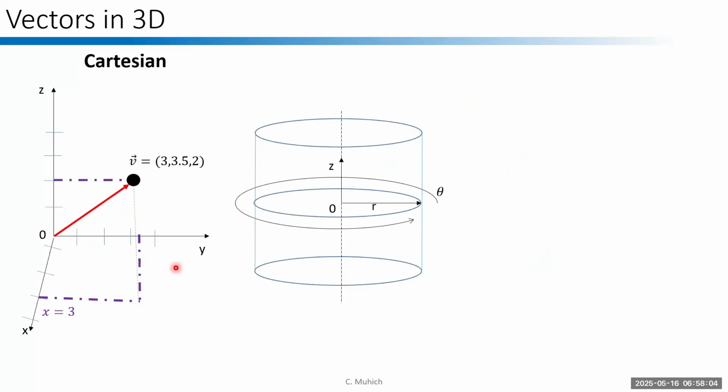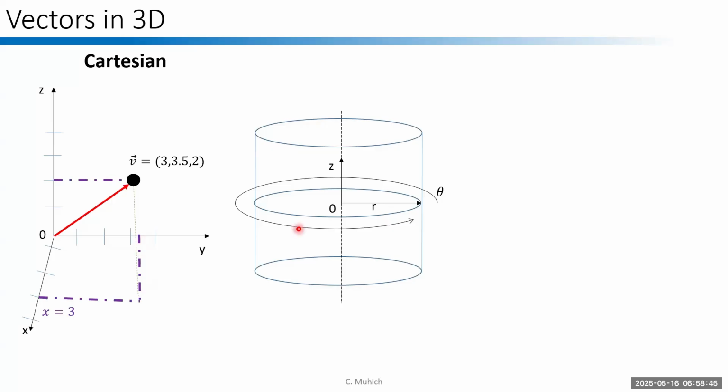Just as I had in two-dimensional space, I can do this again in three-dimensional space. So here's a Cartesian three-dimensional vector starting at the origin and going to, in this case, 3 comma 3.5 comma 2. I can project the z component over here and see that it aligns at z equals 2. I can project down onto the xy plane, and I can see that x equals 3 and y equals 3.5.